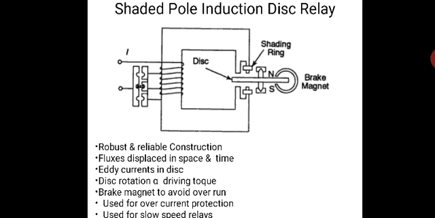So the shaded pole induction disc relay is a robust and reliable construction. Fluxes displaced in space and time produce eddy currents in the disc, giving a driving torque. A brake magnet is used to avoid overrun. It is used for overcurrent protection and for slow speed relays. So the shaded pole induction relay is an induction type relay.